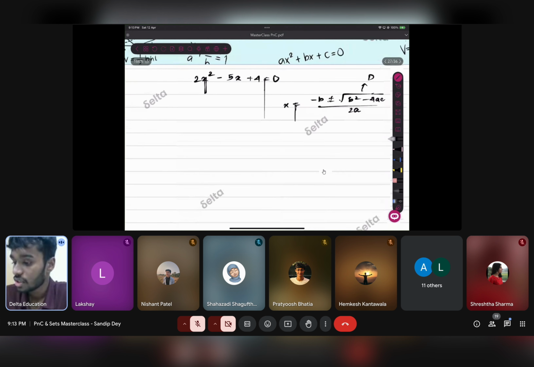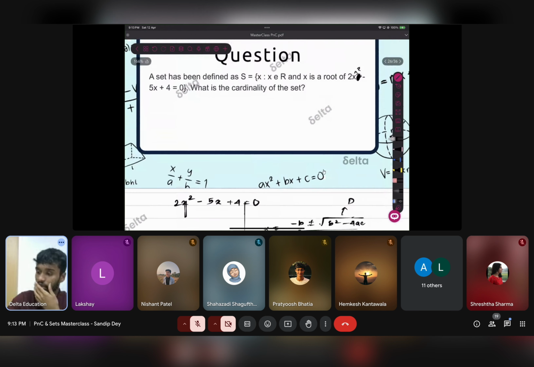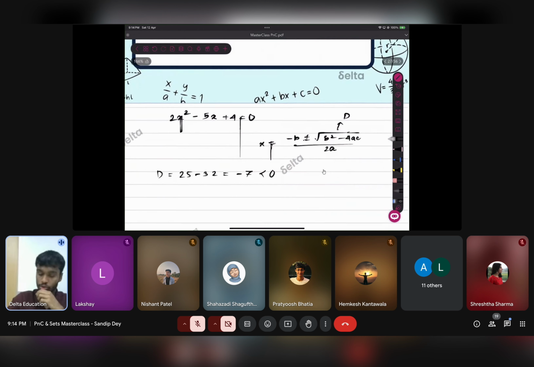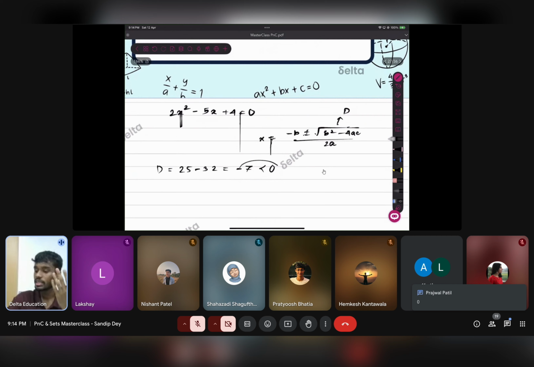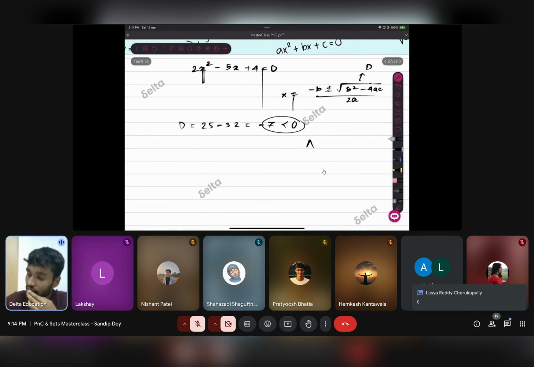So in our case, what is the value of d? d equals b square, that is 25, minus 4ac. 4ac is 4 into 4 into 2, so that is 32. So we are getting minus 7, which is less than 0. So as I wanted x as a real number, not an imaginary number, you don't even have to solve the question. You can simply say that I have imaginary roots, so I don't have any real number x. So my cardinality of the set is going to be 0. So my answer is 0.